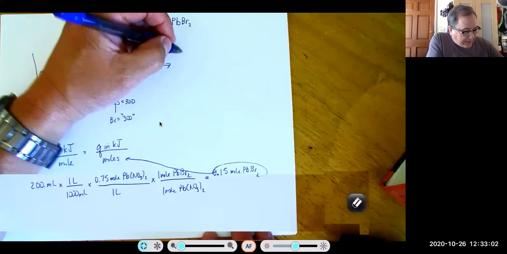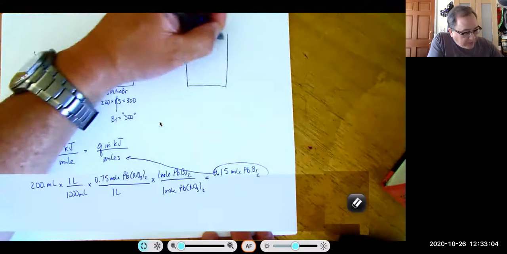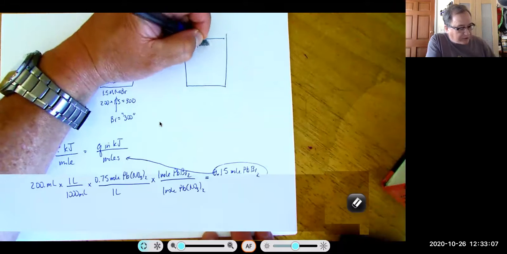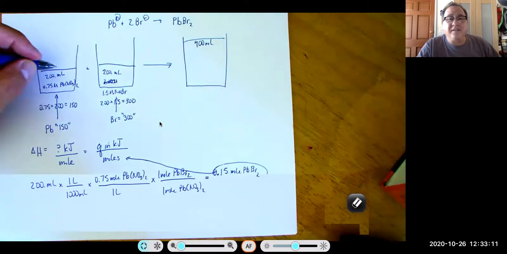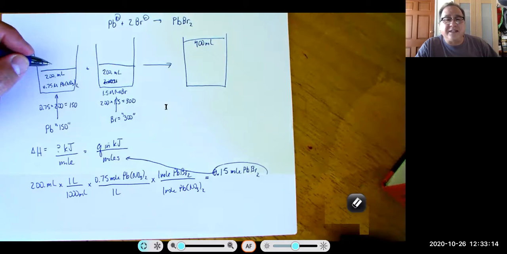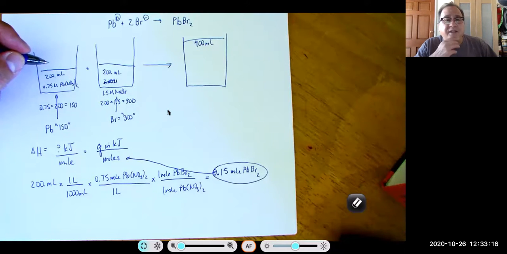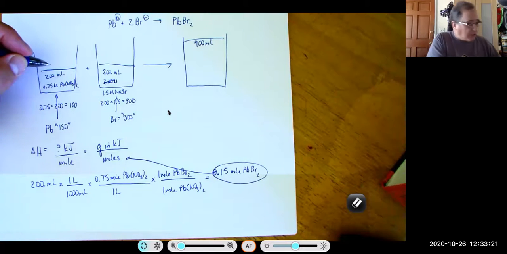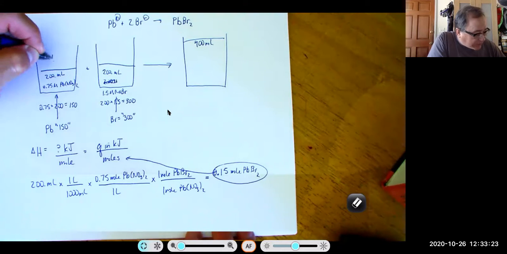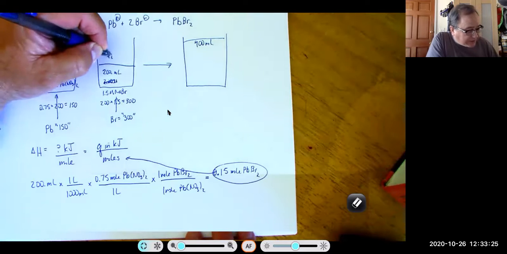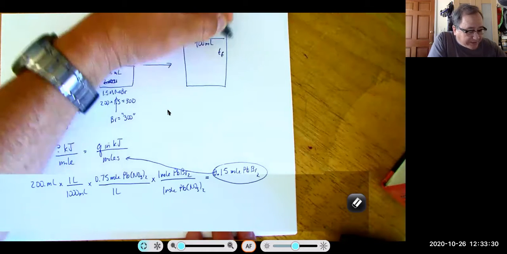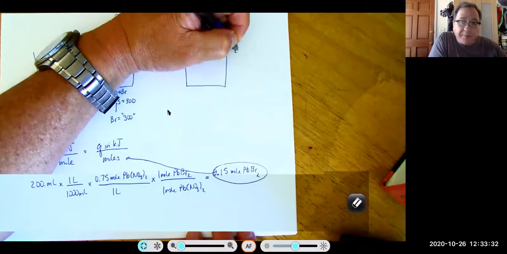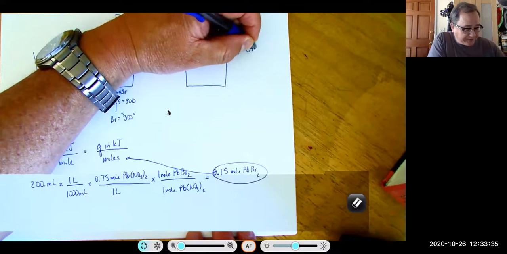Now to calculate the heat, we end up with 400 milliliters of solution. In this case, they say the temperature of the mixture rises by 2.44 degrees Celsius. I don't know what the initial temperature is here and here, so I'm assuming they're the same. And the final temp, whatever it is, is equal to the initial temp plus 2.44 degrees Celsius.